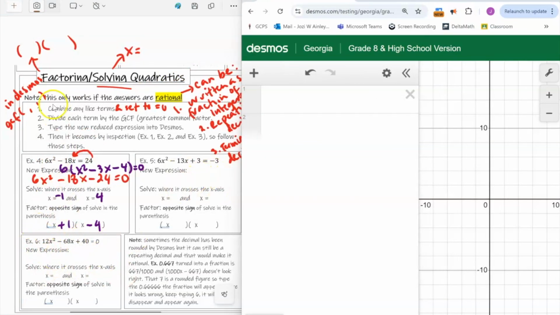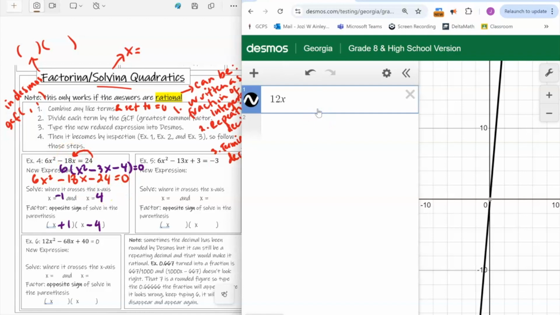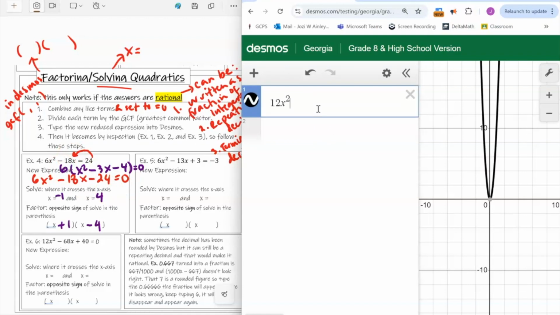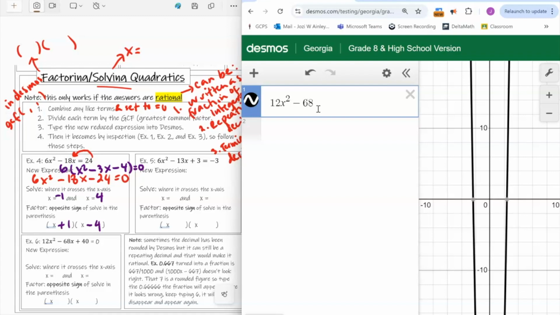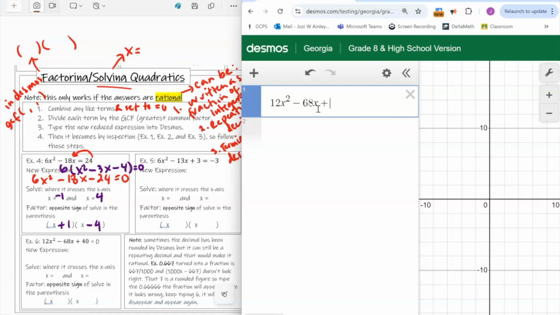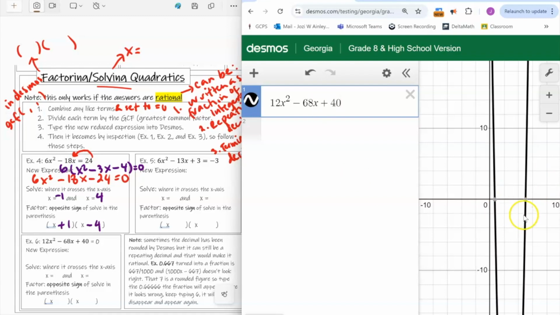All right, so again, combine any like terms. There's nothing on the other side to take it over. Divide each term by the greatest common factor. So we're going to go ahead and put in the question because the question is going to let us know if we're on the correct track while we are working on it. That way we can fix our mistakes as we go. All right, so that's the question. The answers are already right here, but we do have to follow these steps in order to get the factored form. All right, so it says divide each term by the GCF.